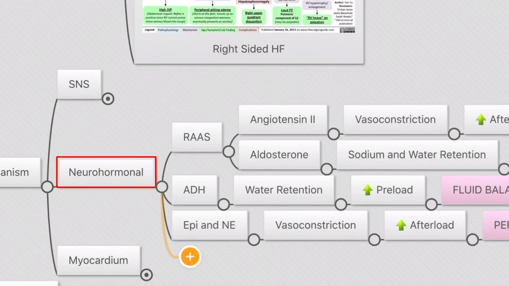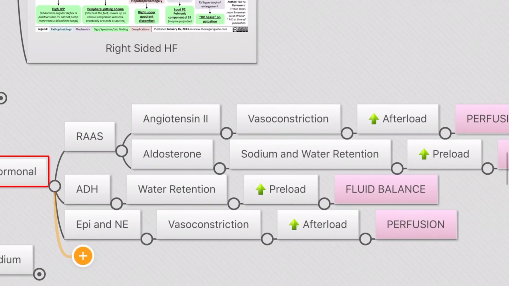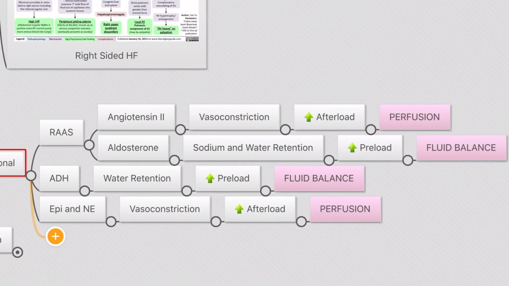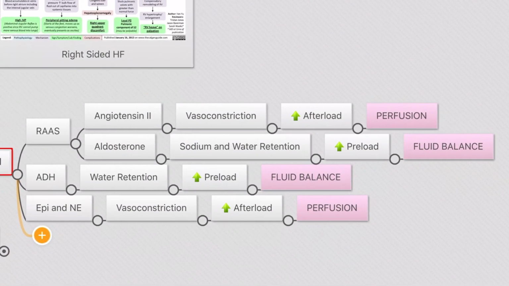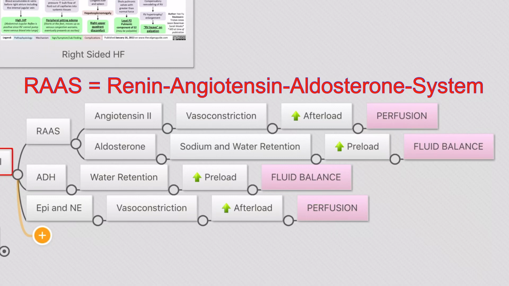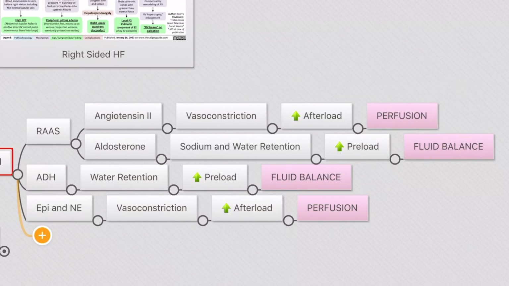As for the neurohormonal system, they consist of the RAS system, the antidiuretic hormone, and the epi and norepi. So the RAS system is the renin-angiotensin-aldosterone system. Angiotensin 2 is a potent vasoconstrictor, so it's going to vasoconstrict and increase afterload. So that's going to be a problem with the perfusion.